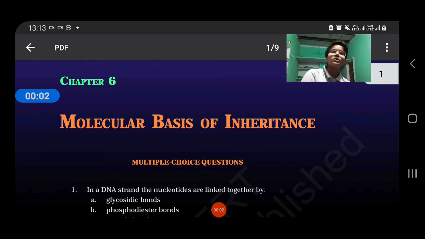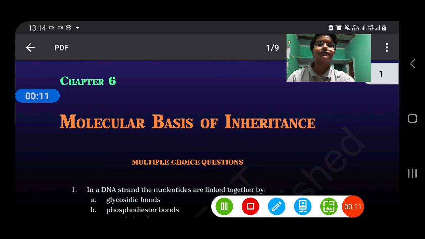Students, today we are going to do some MCQs from molecular basis of inheritance, and it will be the whole NCERT exemplar. Okay, so let's get started.